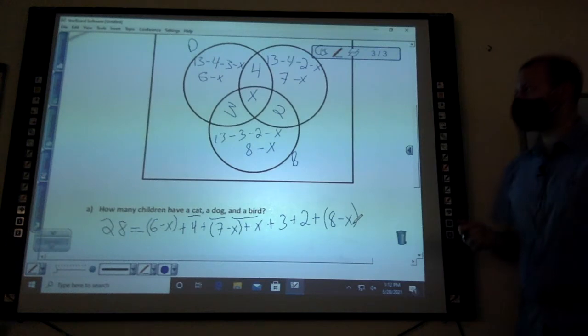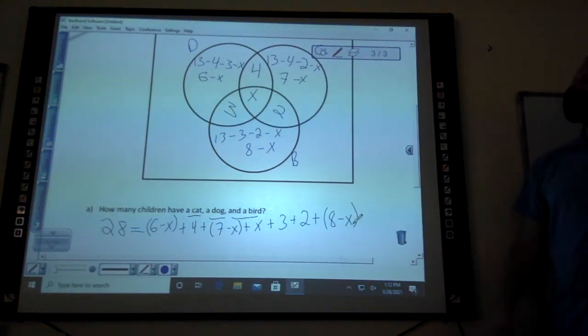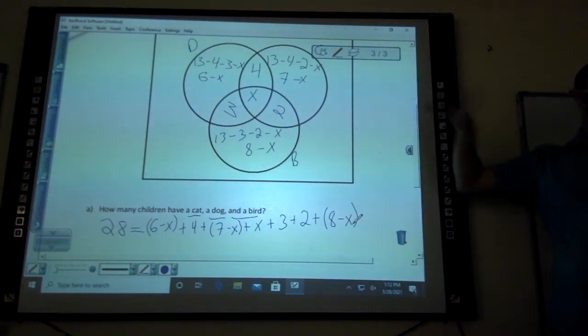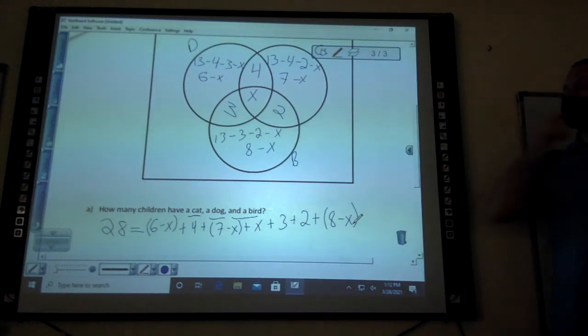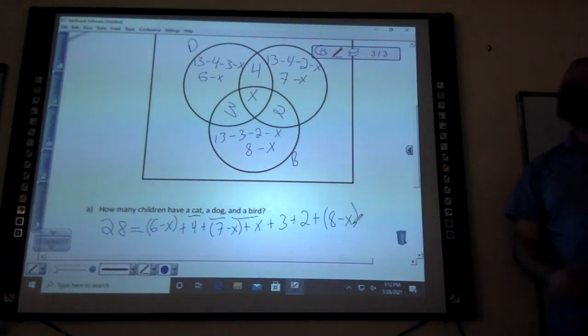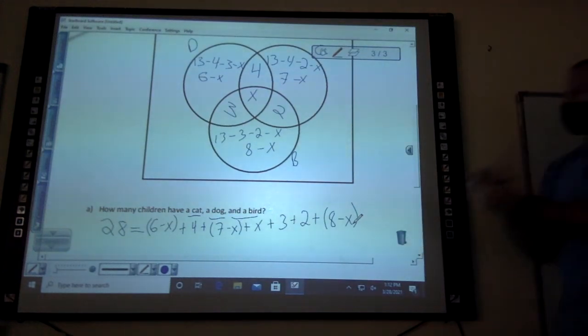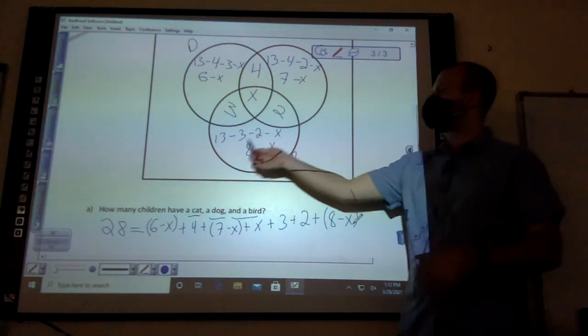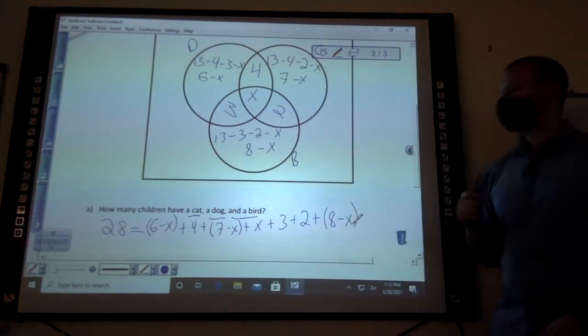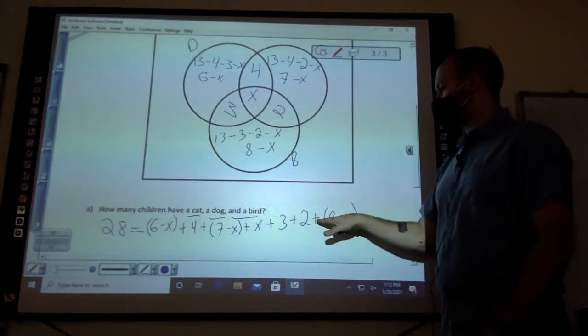I'll show you how to do this. So notice all I did is I added up each of the regions. I just put it in brackets so you can recognize where that came from. You don't have to put the brackets. I just put brackets here to show this is one section. Nope, you're not multiplying anything because there's a plus sign here.